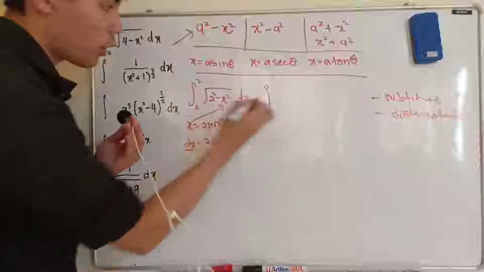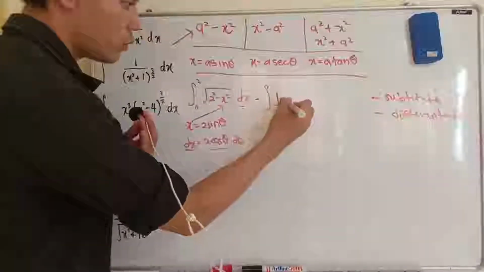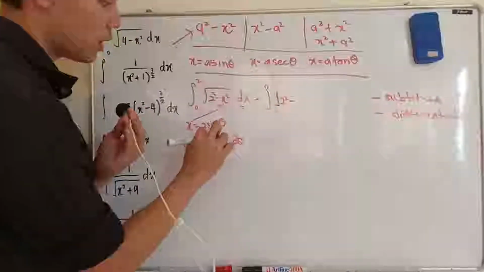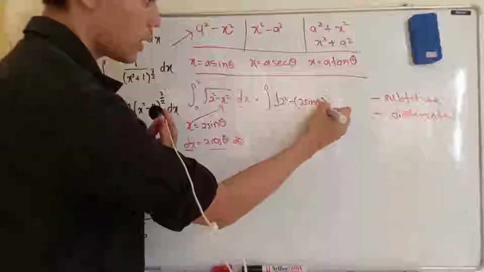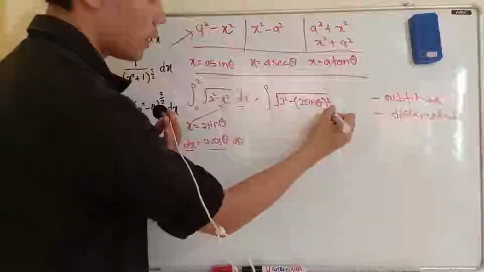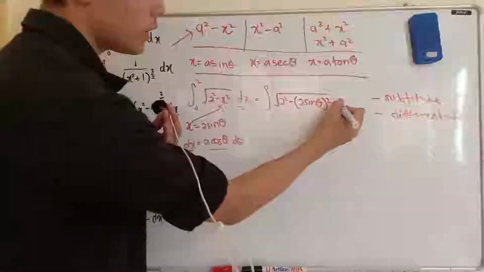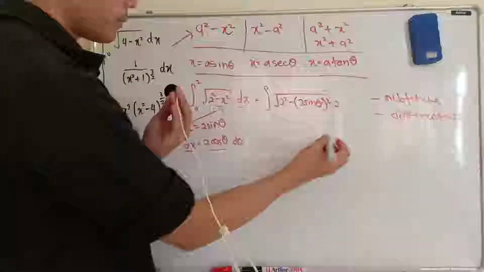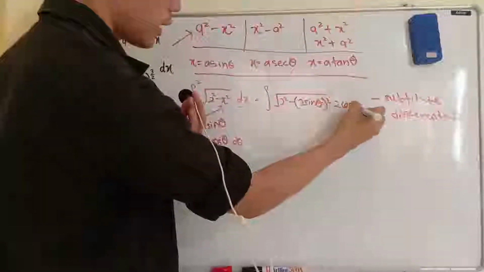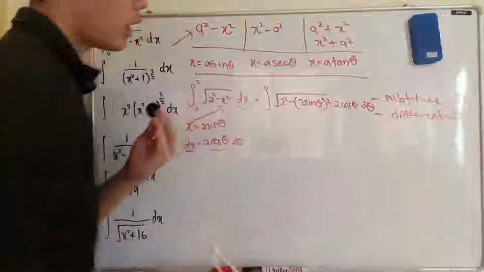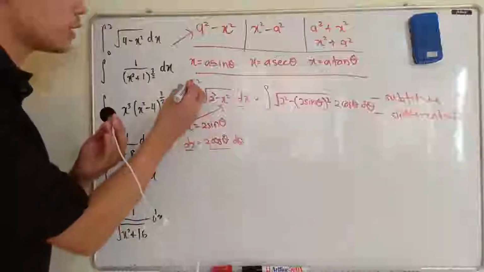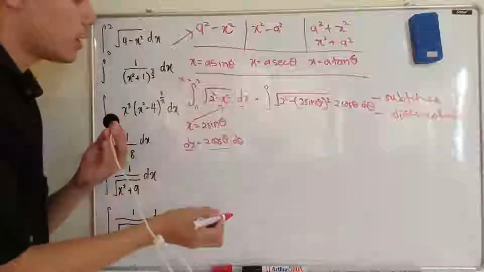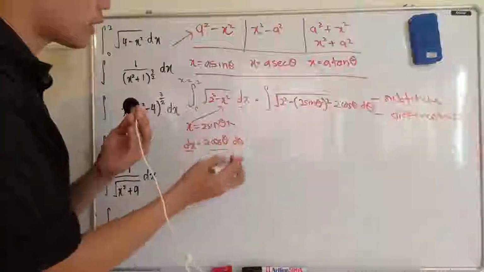So this one is going to be 2 square minus, in brackets, 2 sine theta square. Your dx right now is going to be 2 cos theta d theta. Now your bounds you need to change also, because this one is actually your s, and we want it in the form of theta right now.